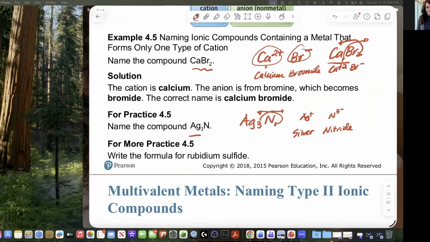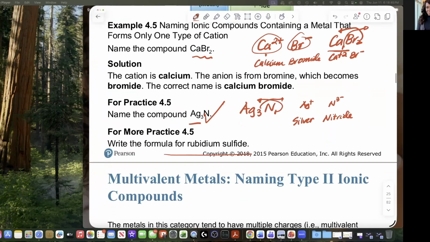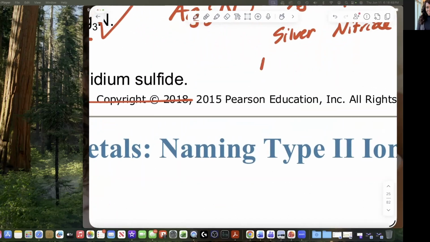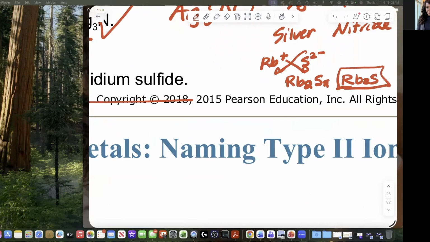Okay. For our next one, so we just worked on this one here. For our next one, it says write the formula. So now we're going from name to formula. Rubidium is in group 1, so that will be Rb+. Sulfide, group 6, like that. Crisscross these, drop the charges. We have Rb sub 2, S sub 1, but the 1 disappears, so we have Rb2S. And this is the formula. Okay.